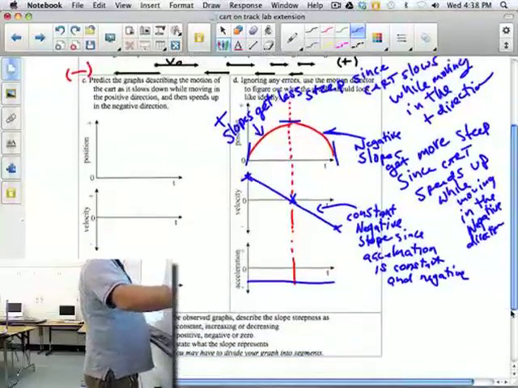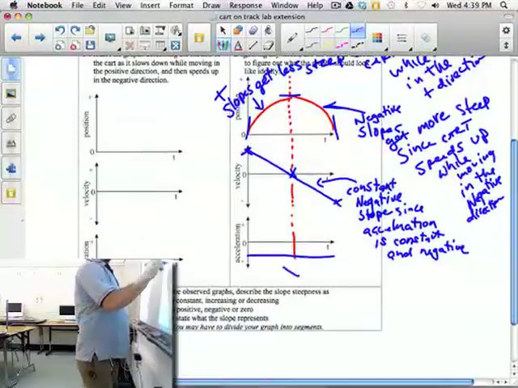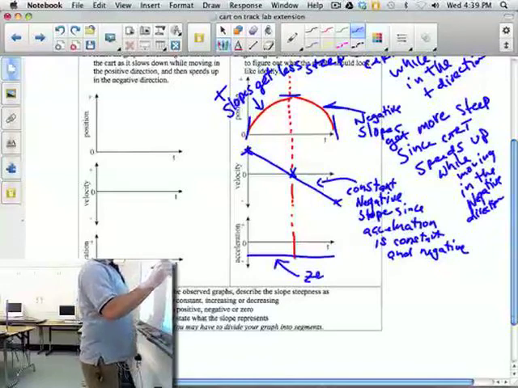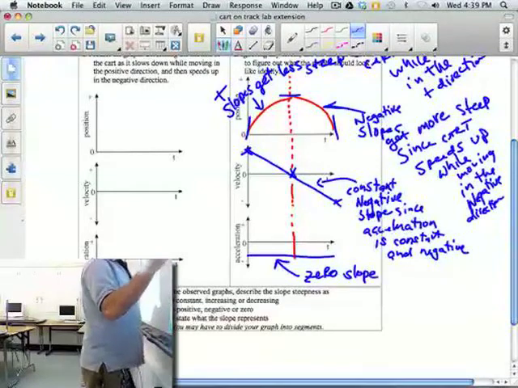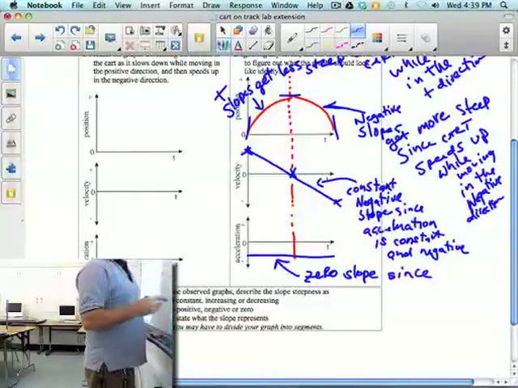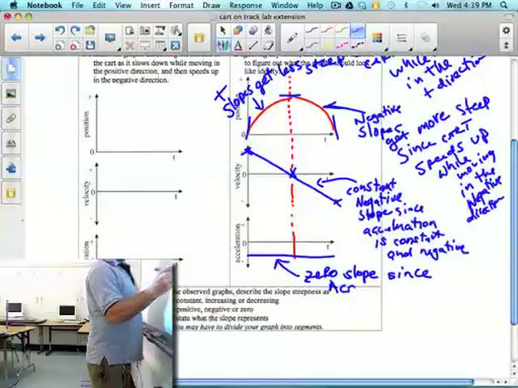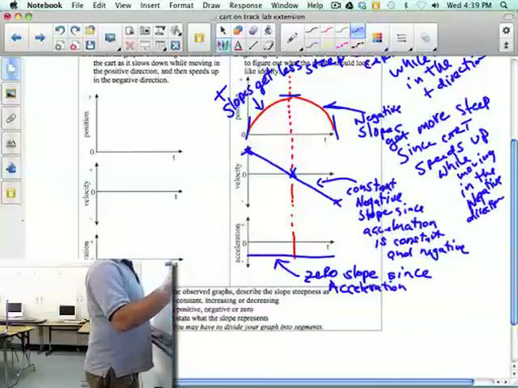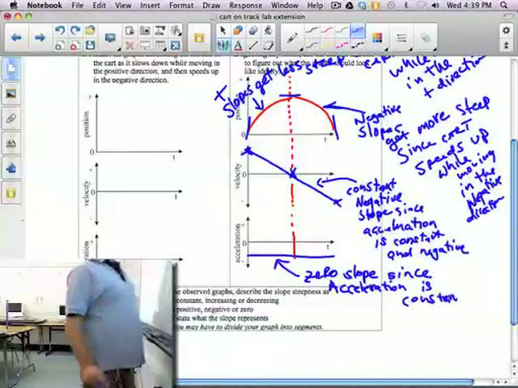Okay. And finally, this is 0 slope since acceleration is constant. Acceleration is constant. In other words, it's not changing.